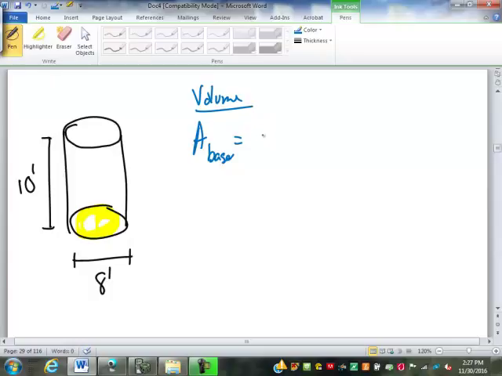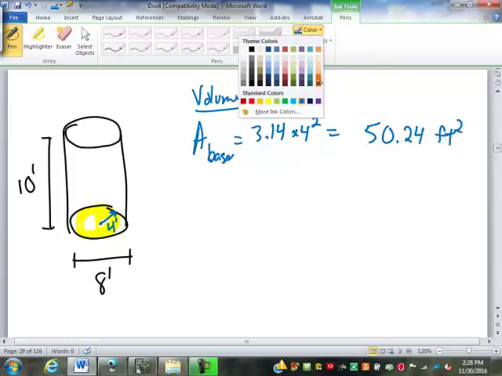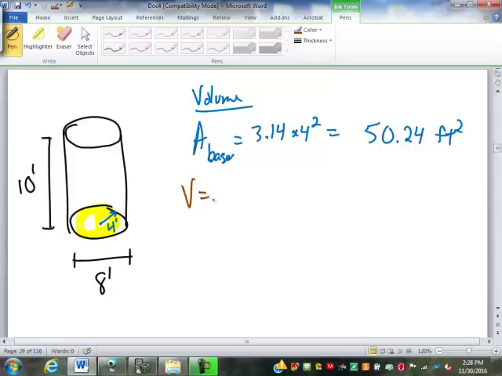So the area of that base is going to be pi, 3.14, times, is it going to be 8 squared? No, what am I going to use? The radius would be 4 feet. So 4 squared. So that is 50.24 square feet is the area of my base. So that my volume is 50.24 square feet times my 10 feet of height. So 502.4 square feet times feet is cubic feet.